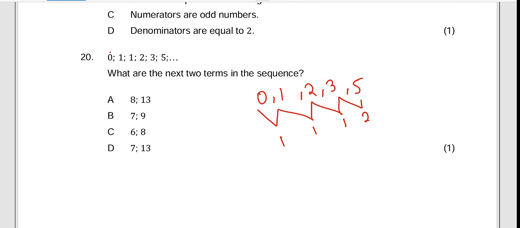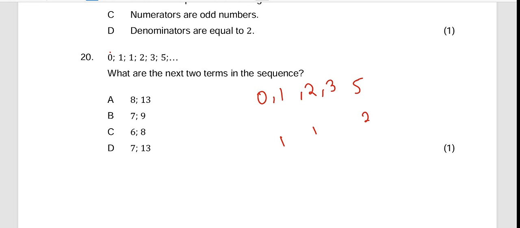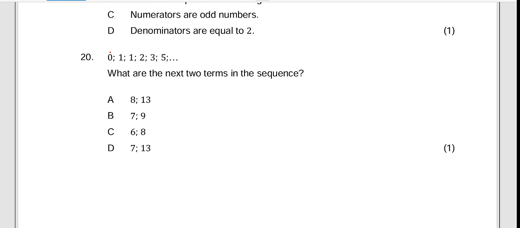Oh, guys, I skipped another one. Let me redo it. The first term is 0, then 1, 1, 2, 3, and 5.